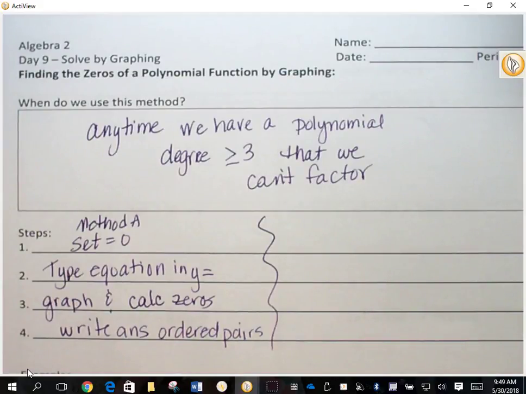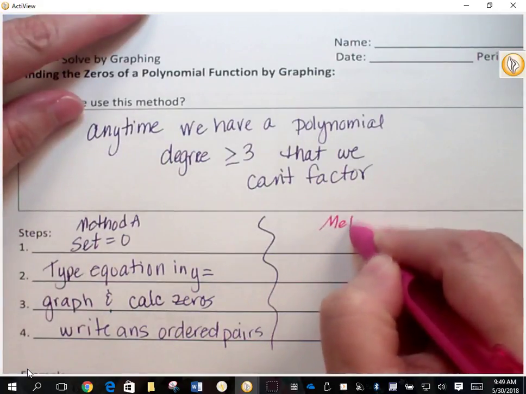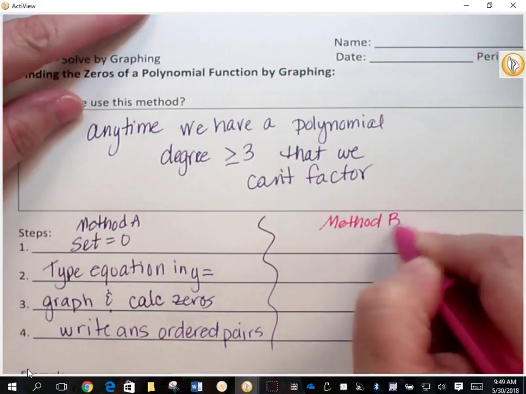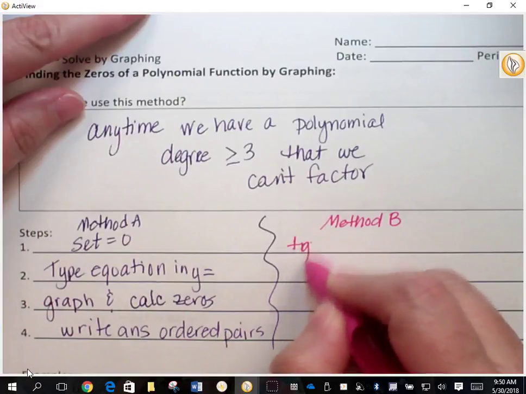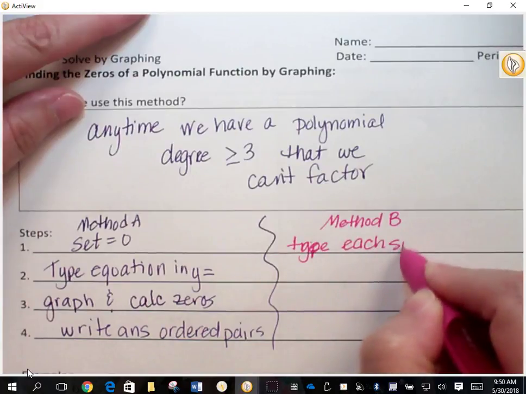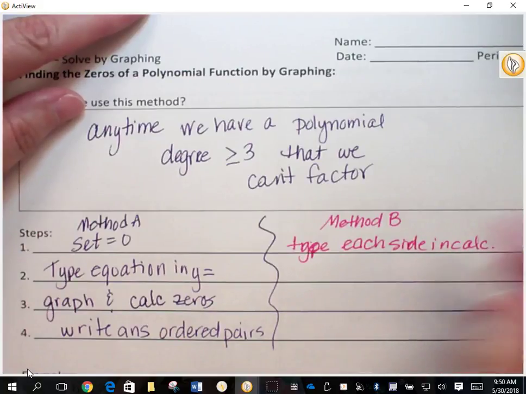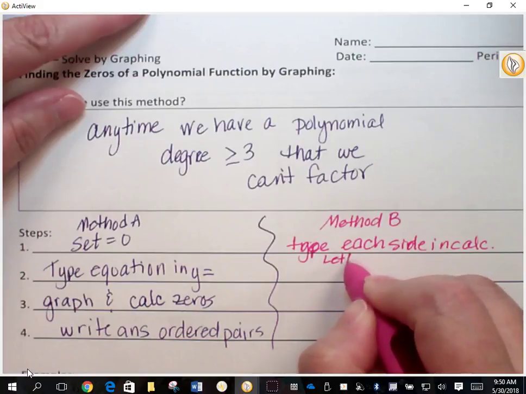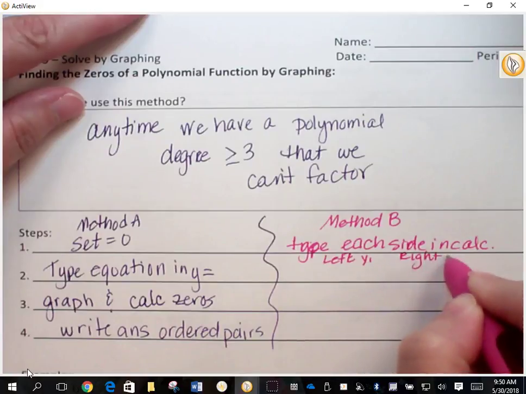If you want to choose the second method, which you can also do, same thing, except we're going to type each side into our calculator. Our left side is y1, our right side is y2.